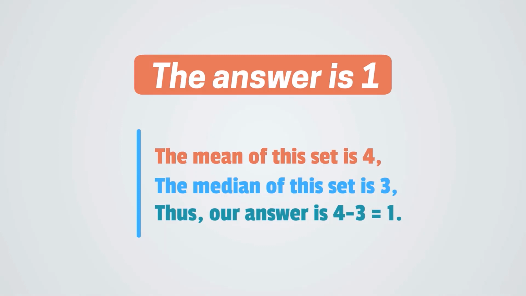The answer is 1. The mean of this set is 4 and the median of this set is 3. Thus, our answer is 4 minus 3, which is equal to 1.